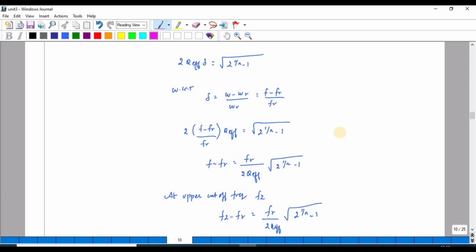From the resonance value there is a change in the frequency, that is omega. I can write omega as 2 pi f, and omega r as 2 pi f r. Taking 2 pi common, I will get del equal to f minus fr divided by fr. Substituting in this equation, I will get 2 Q effective times f minus fr divided by fr, equal to root of 2 power 1 by n minus 1.